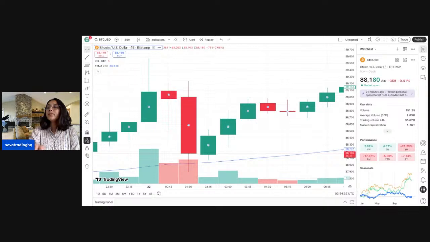Now, whenever a red candle gets immediately engulfed, again, it's a sign sellers fail, right?